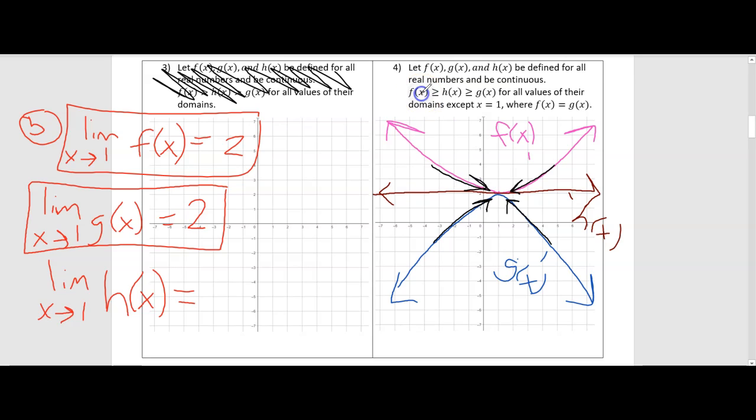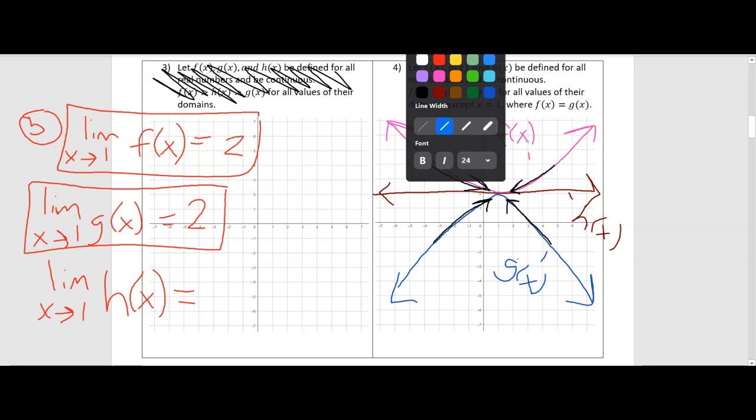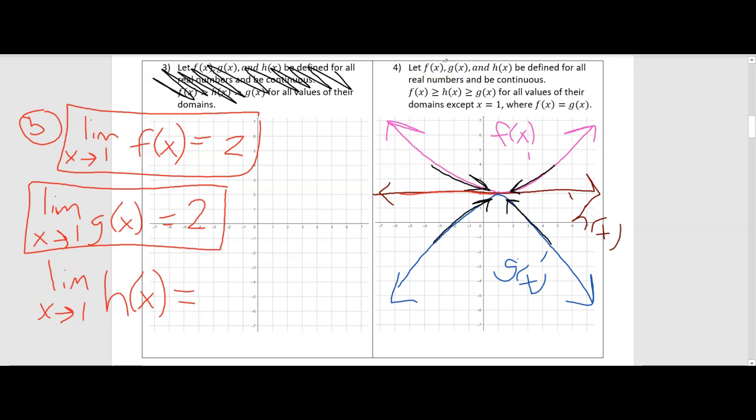But if we know that h of x has to be between f of x and g of x, and we know that f of x and g of x approach the same value at a certain x value, well, there's no other place for h of x to go than squeeze right in between them, right? There's no other place for h to go than squeeze right in between our top and our bottom function. So this limit also has to be equal to 2. And this phenomenon is called the squeeze theorem. It also is known as the sandwich theorem.